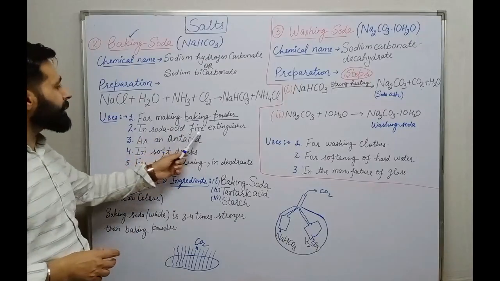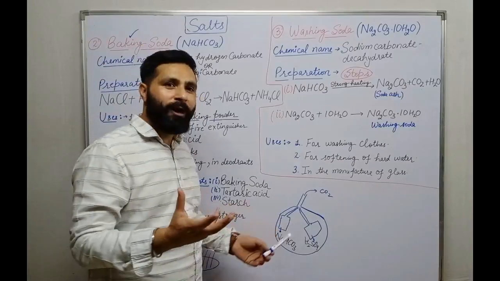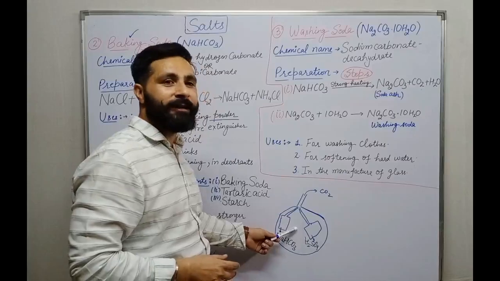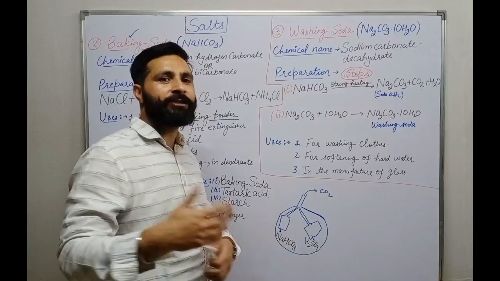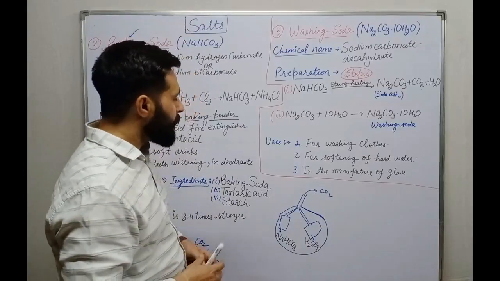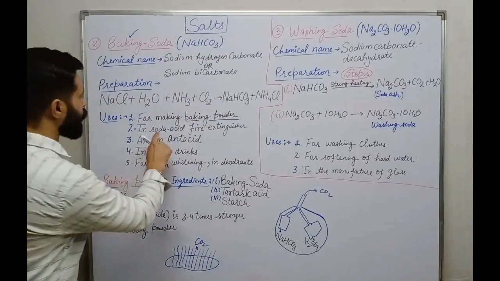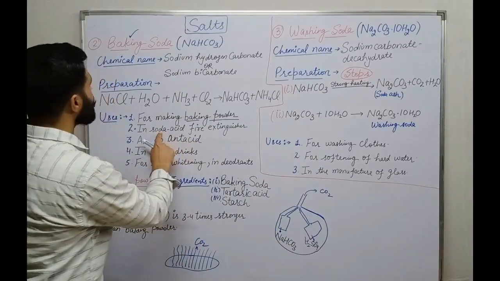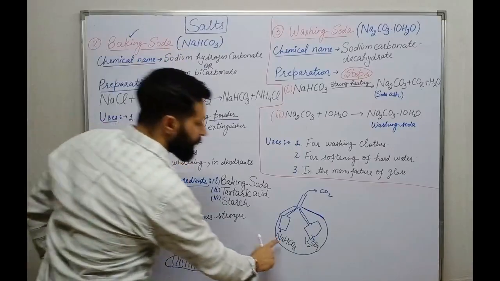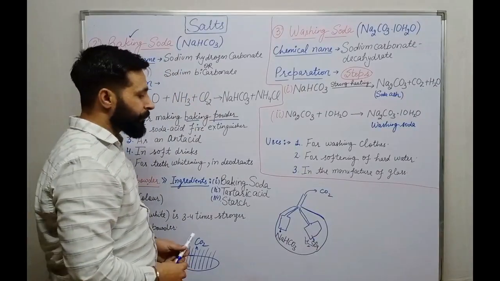Now, in soda acid fire extinguisher, so beta, here is a beautiful diagram. I am not good at drawing, so see the beautiful diagram. It is a fire extinguisher which you have generally seen in buses or in school buildings also. So beta, what is the process in soda? Why do we call it soda acid fire extinguisher? Soda means baking soda, acid means sulfuric acid. We use baking soda and sulfuric acid in soda acid fire extinguisher.